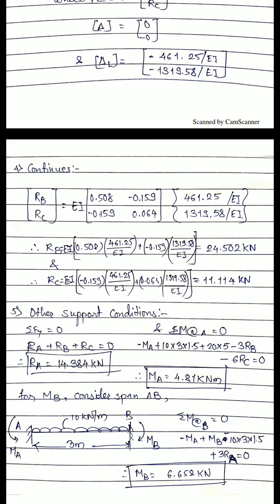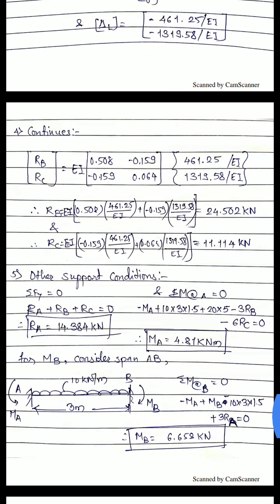Similarly you can find out the RC value. RC is nothing but your first element, that is F21, minus 0.159 into the first element of the column matrix, that is 461.25, plus the last element of your flexibility matrix, that is 0.064 into the second element of your column matrix, that is 1319.58. If you add these two values, you will get your second redundant value, that is 11.114 kilonewton. So that means the two unknown terms, or two redundants, which are excess in your equilibrium equations, you have just calculated: RB and RC.